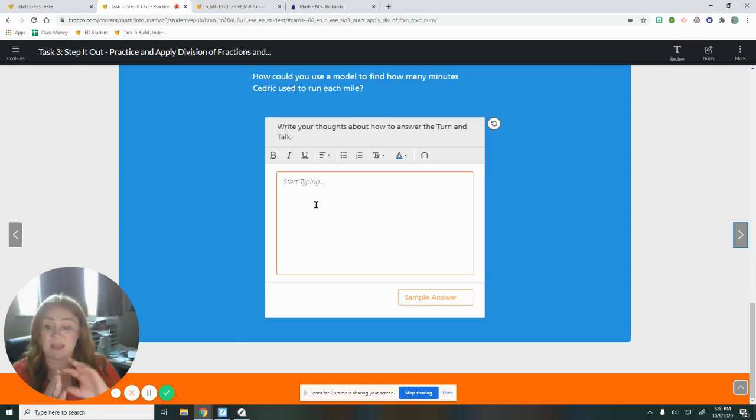So just remember, you've got to make them improper. So times the denominator by the whole number, add on the numerator. Then you can follow the division steps to copy, dot, flop it.